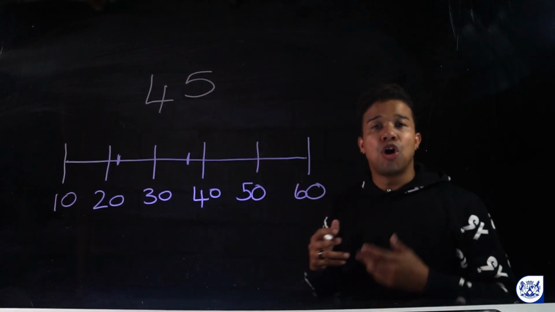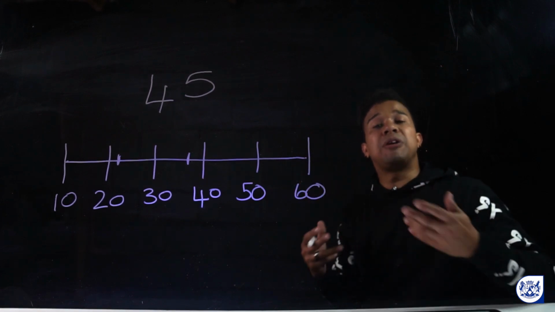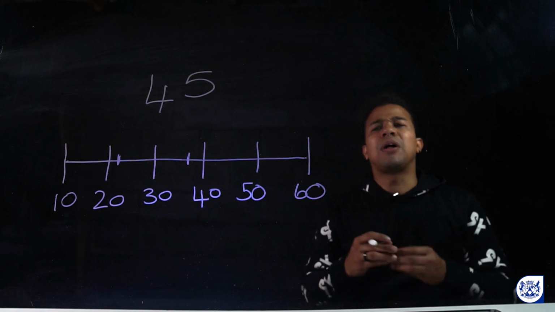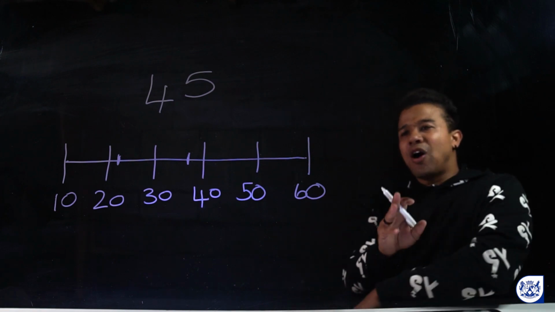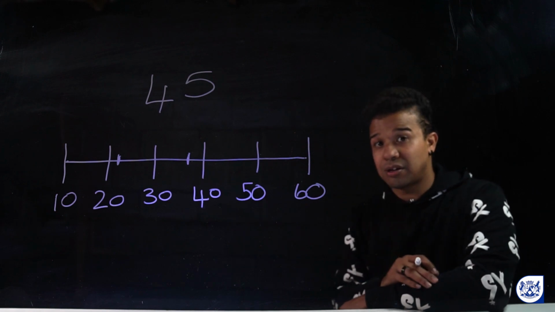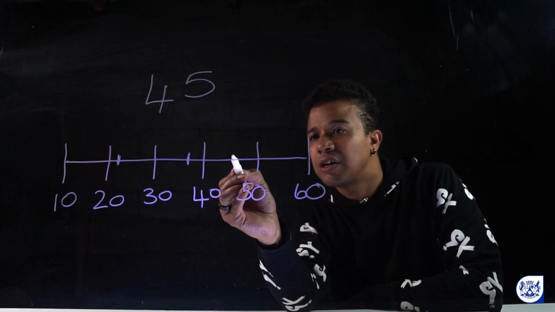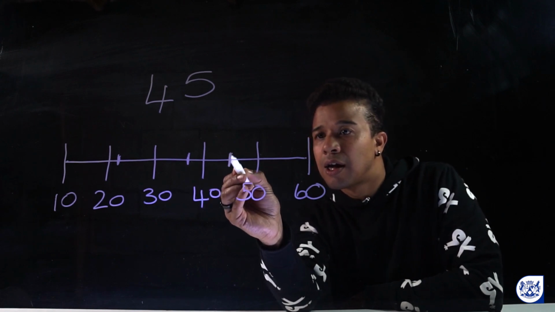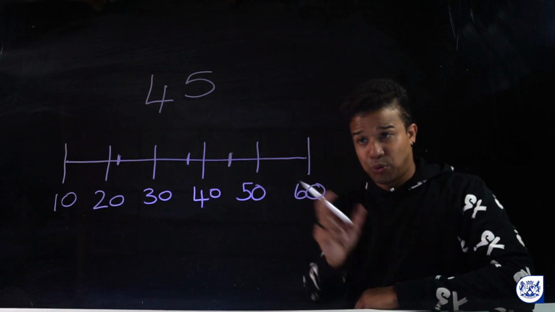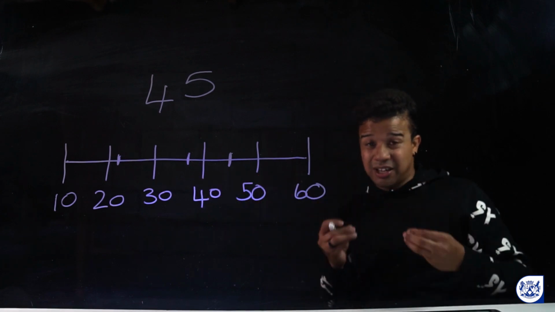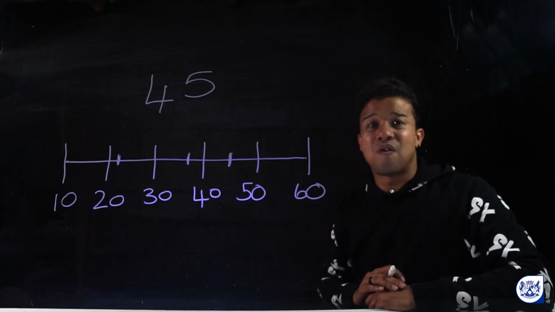So now let's have a look at the number 45. Now remember, we have to round the number 45 off to the nearest 10, which means we have to find which multiple of 10 the number 45 lays closest to. So where on this number line do you think the number 45 will lay? 40 over here. And again, let's look closely at this section between 40 and 50 to see if 45 lays closer to 40 or if it lays closer to 50.